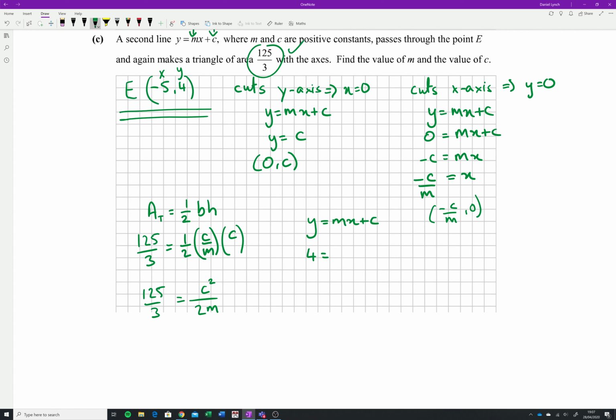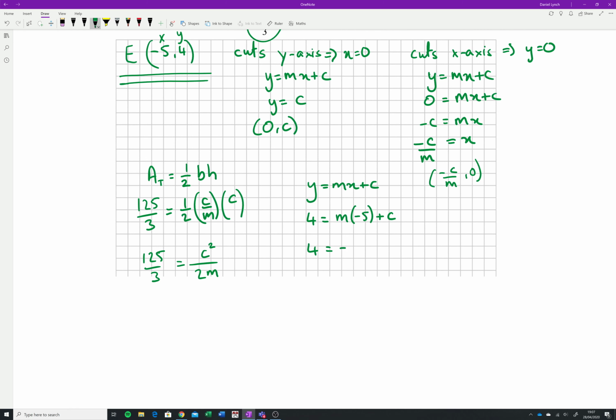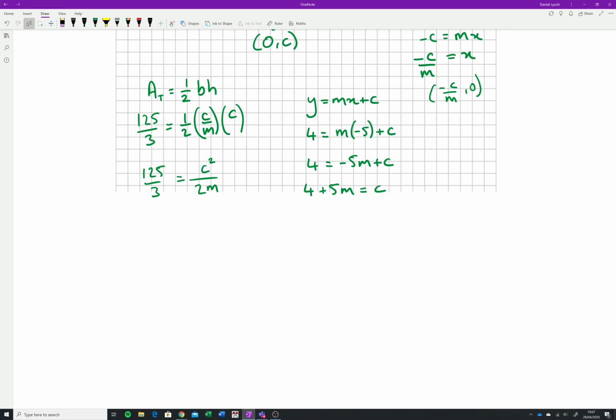So we know that 4 is equal to m times x, which is minus 5, plus c. So that just tells us that 4 equals minus 5m plus c, and it also follows that 4 plus 5m is equal to c. And now we can go and plug that into our top equation there. So we have that 125 over 3 is equal to 4 plus 5m squared over 2m.